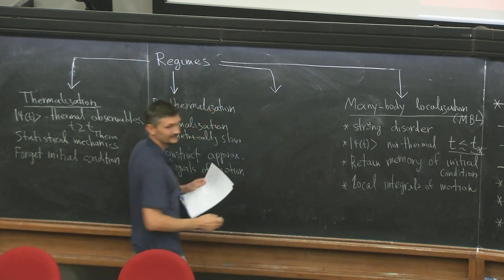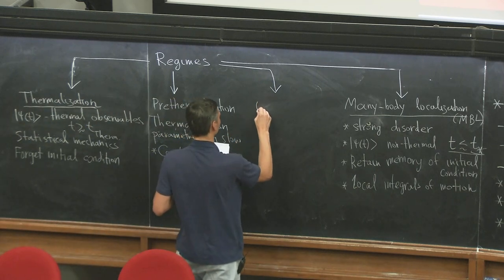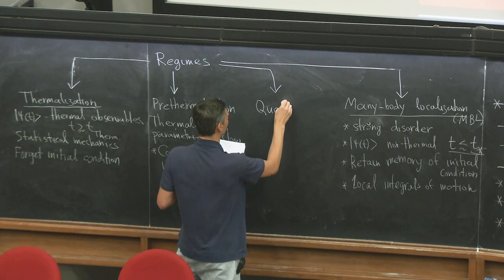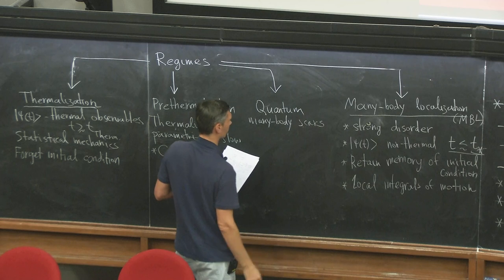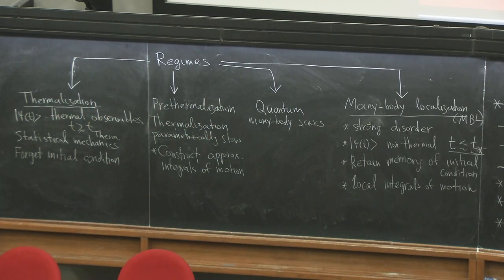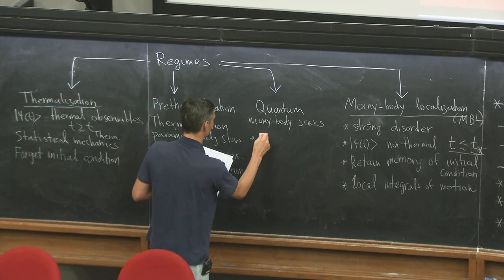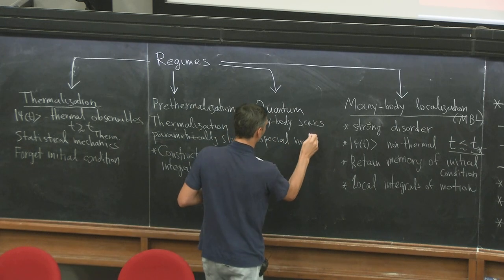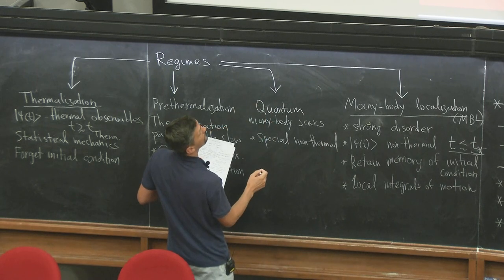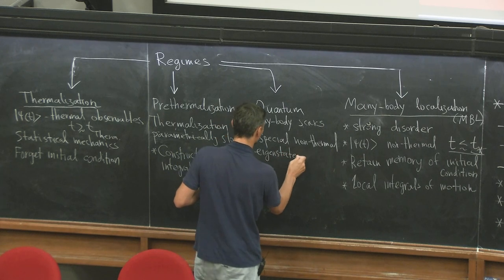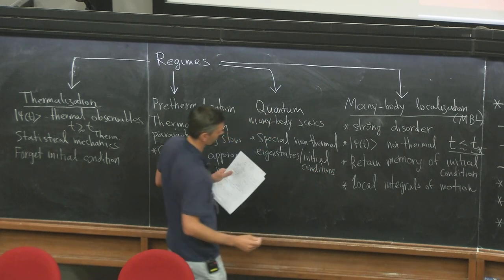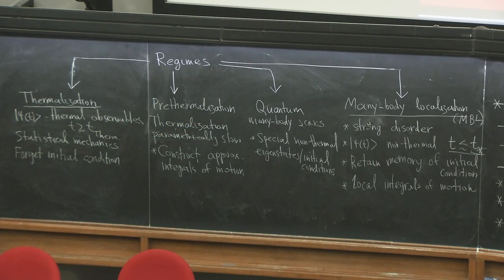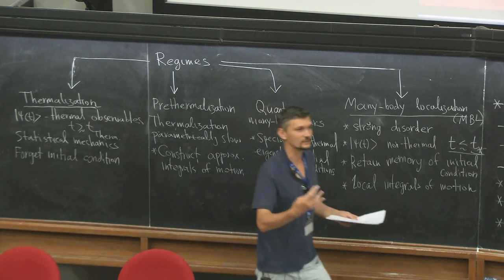And yet another possibility is what is sometimes called weak ergodicity breaking, the prime example being quantum many-body scars. We will see that in this case there is a special set of initial conditions and eigenstates which are non-thermal, but for other initial conditions your system thermalizes. So this is related to special non-thermal eigenstates and initial conditions. That's another scenario where your system does not thermalize in a quick, simple manner.